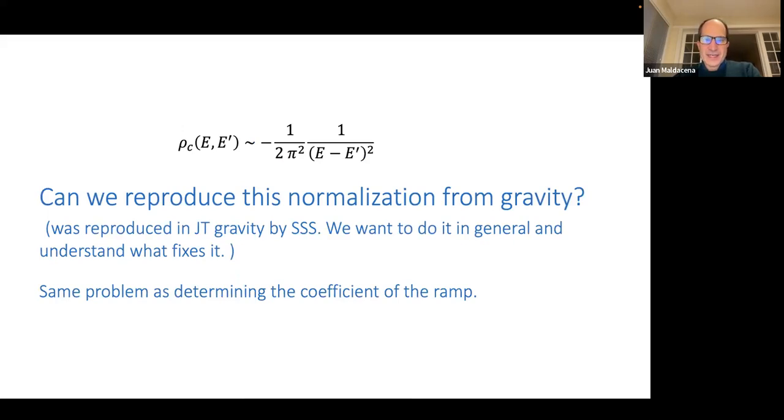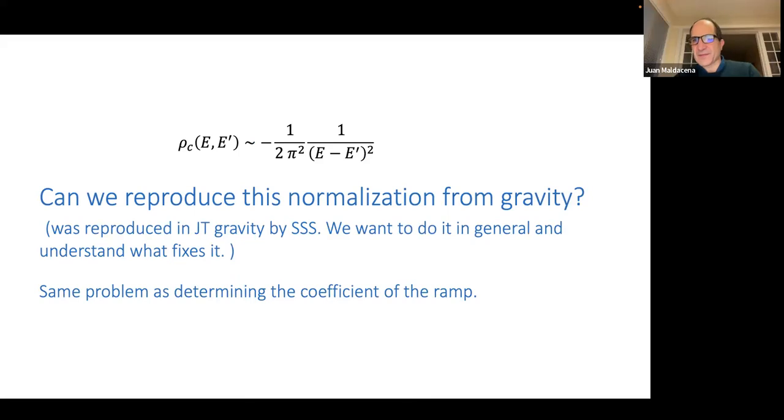So the question is whether we can reproduce this normalization from gravity. This was reproduced in JT gravity by the Saad, Shenker and Stanford paper. Now we would like to do it in general and understand a little better what fixes it. As we explained before, that's the same as determining the coefficient of the ramp.